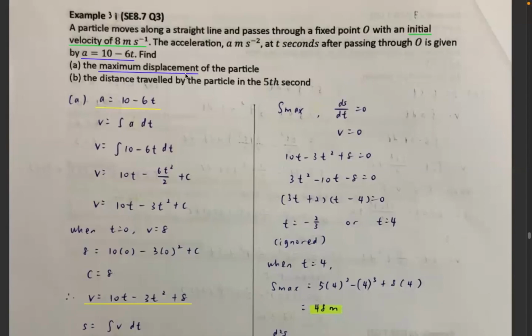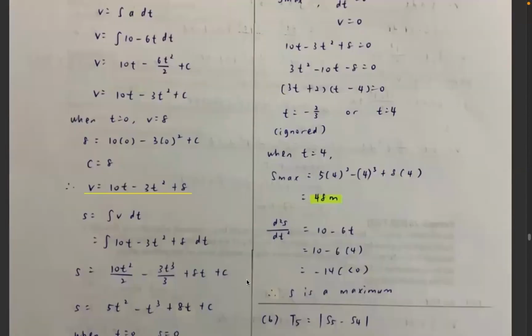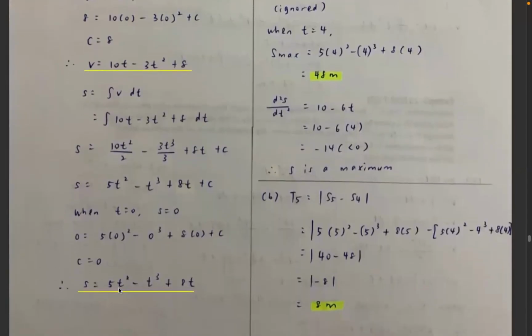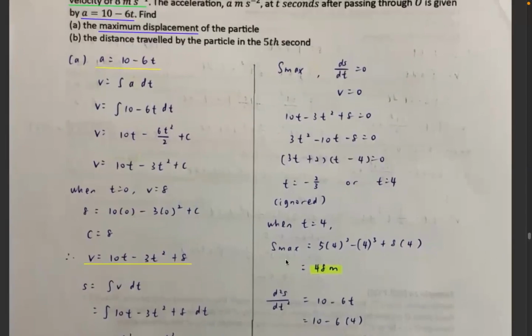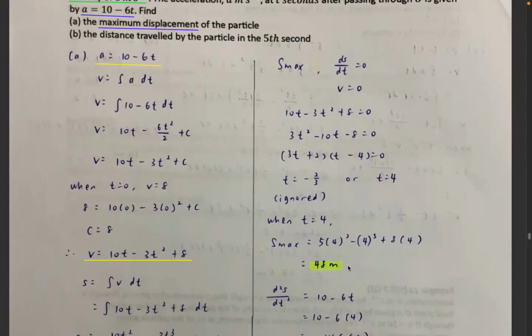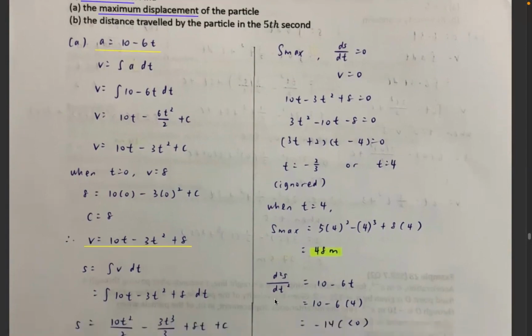So to find maximum displacement, you have to sub t equals to 4 back to the displacement function. So we sub here, sub here, sub here. Then we have answer maximum displacement is 48 meters. Okay, you have already answered the question basically when you write until here. But to play safe, let's prove that the displacement is really maximum by doing second order derivative.